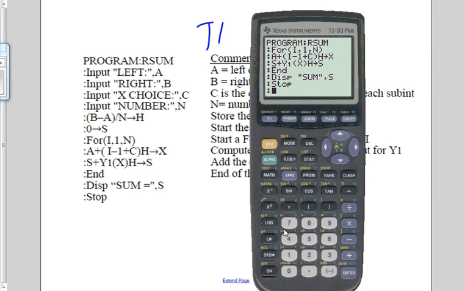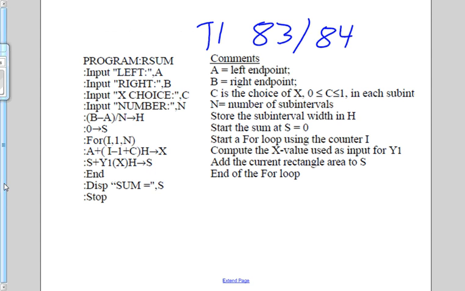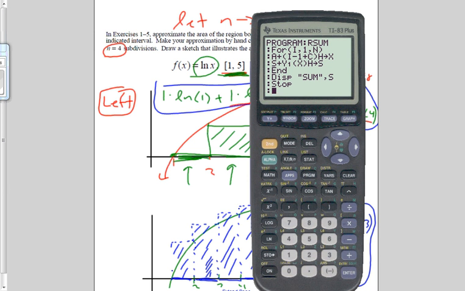Now, how this works: you need to put a function into y1. So if I wanted to, for example, find a left bound approximation for ln x from 1 to 5 using my calculator program, I would second quit, and in Y= I have to put in my function, ln x. Once my function is in Y=, I am going to go into Program.